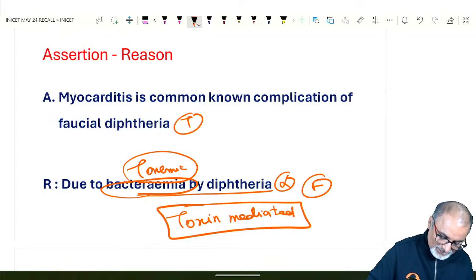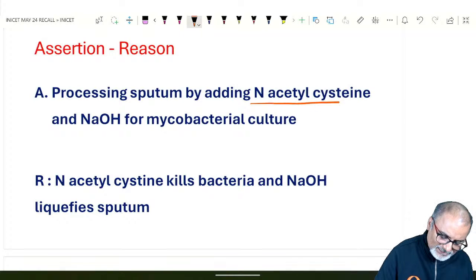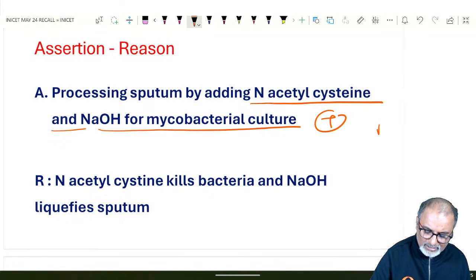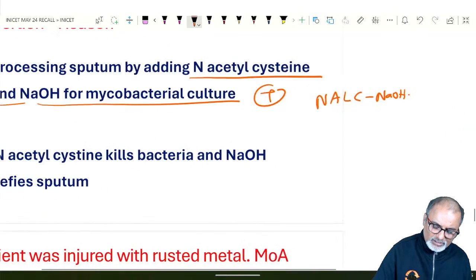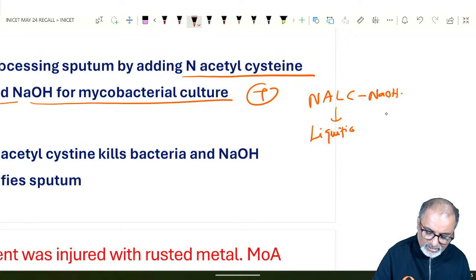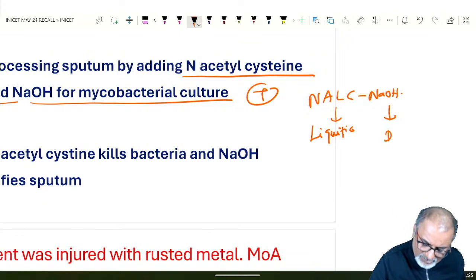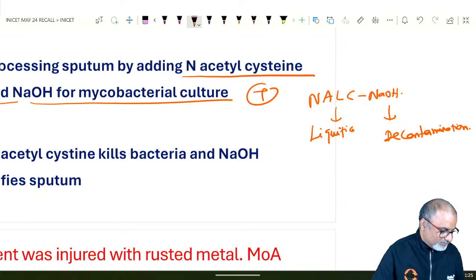Okay, right. Next is processing sputum by adding N-acetylcysteine and NaOH for mycobacterial culture. True. This is called the NALC NaOH method. What is the function of NALC? It is a mucolytic, so liquefaction. NaOH kills other bacteria, not mycobacteria. Decontamination.